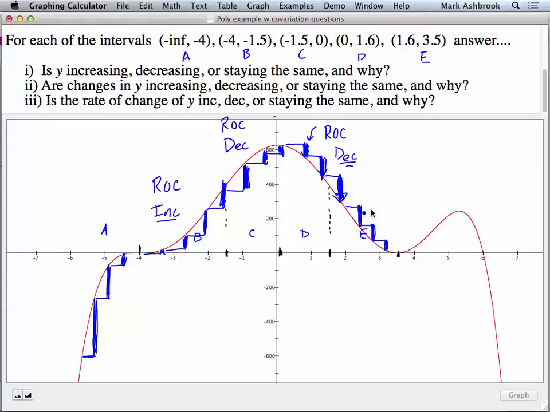Finally, in E, changes are negative or positive? Negative changes getting less or more negative? Less negative, which means those changes are increasing. Negative and getting less negative is increasing. And so that corresponds with the concavity. Where it's concave down, your rate of change is decreasing. Where it's concave up, your rate of change is increasing.